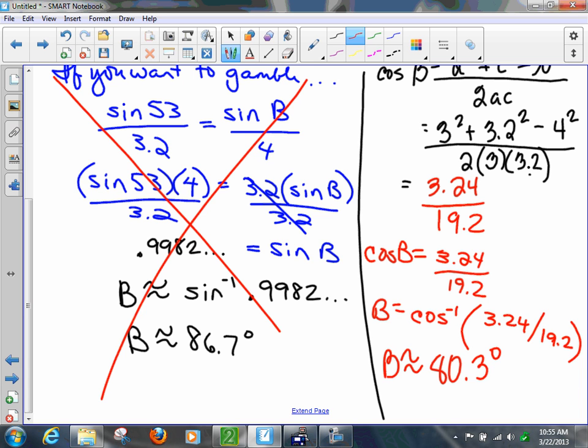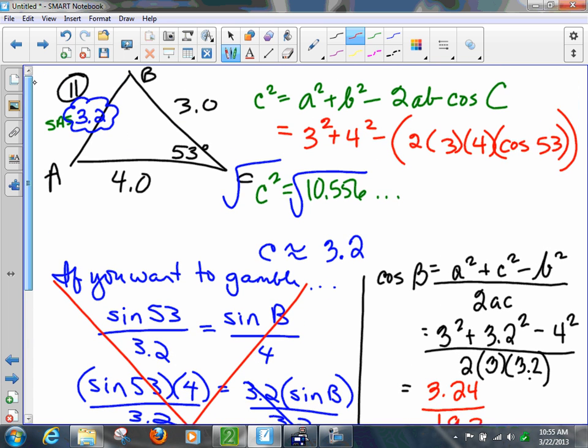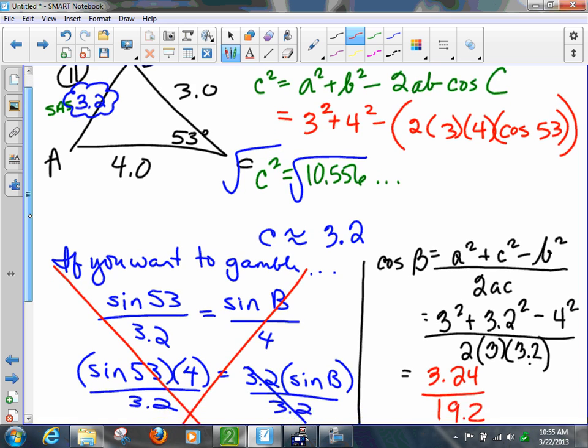Don't gamble. You're not going to get the best answer. I could calculate the third angle, take 180 minus the original, minus 86.7, and it's still going to give me the right answer. Why is it 6 degrees off? I don't know. Don't gamble. I got to check on that. I don't understand.